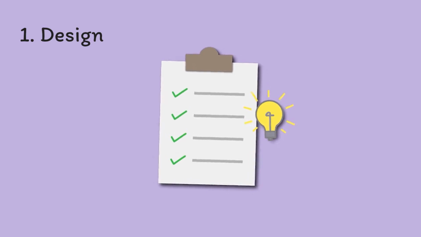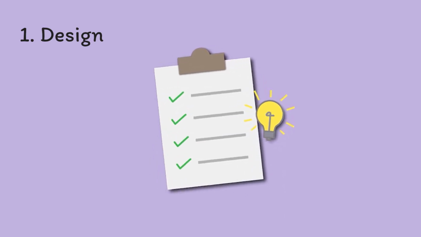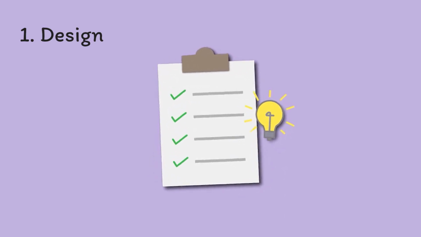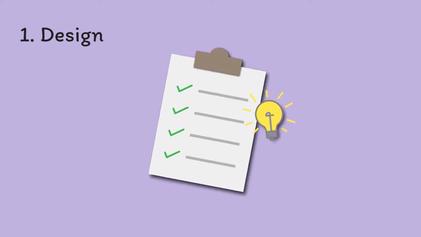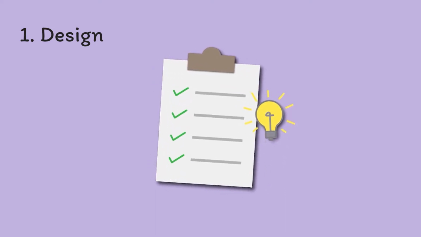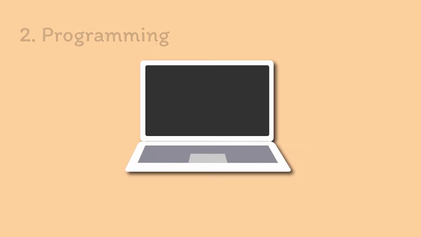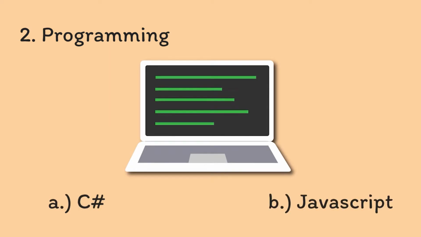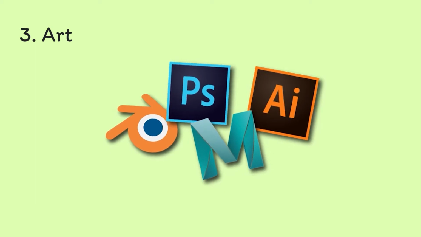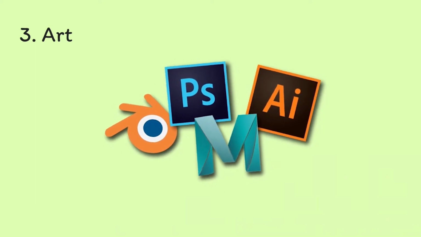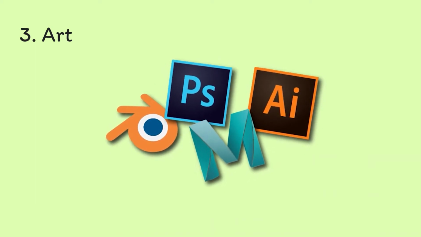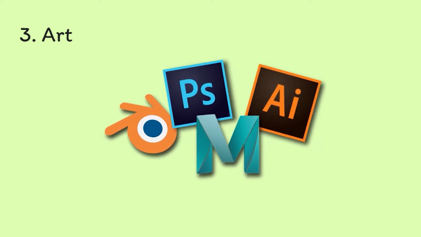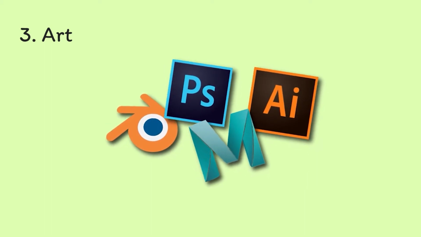Firstly, design. It involves conceptualizing all the rules of the game, the story, whether it is a 2D game or a 3D game, and everything that makes your game yours. Secondly, programming. Programming helps you implement the design in code. Languages like C# and JavaScript are widely used for game development. Next comes the art department, which involves all your visual and your audio components. Software like Adobe Photoshop for 2D and Maya and Blender for 3D are widely used.